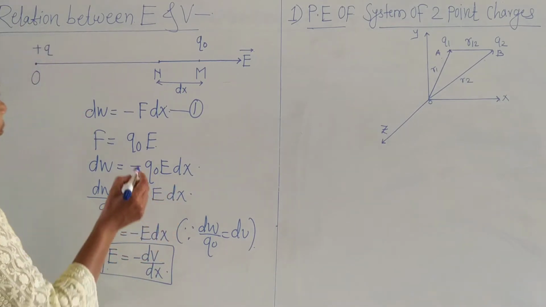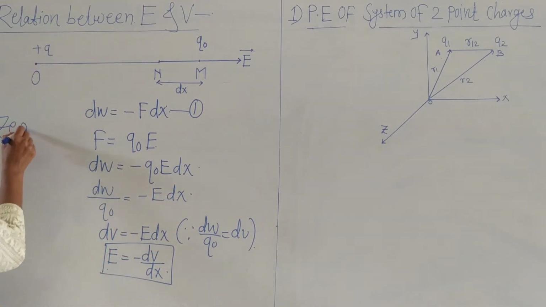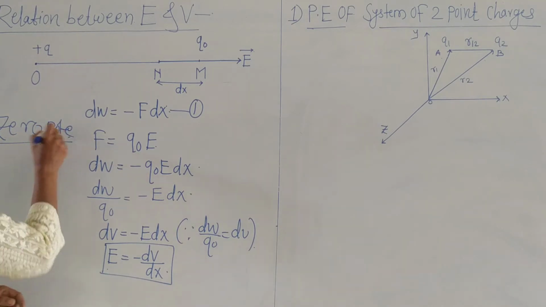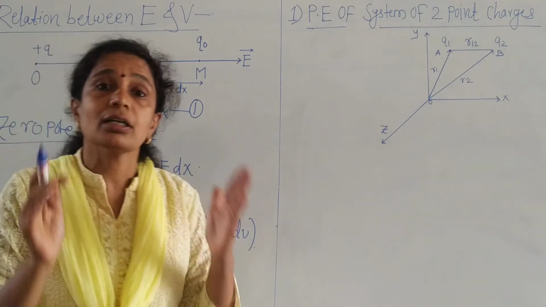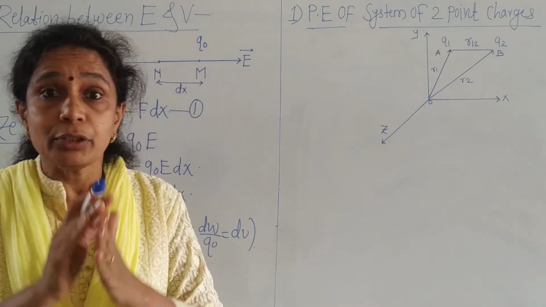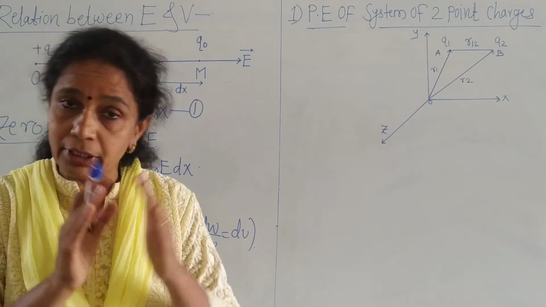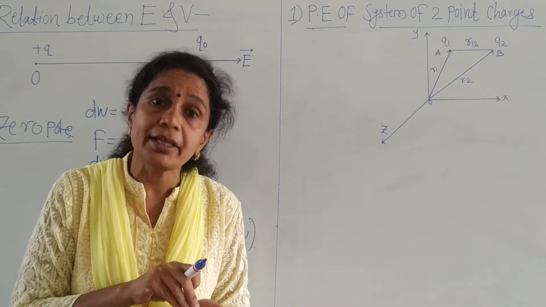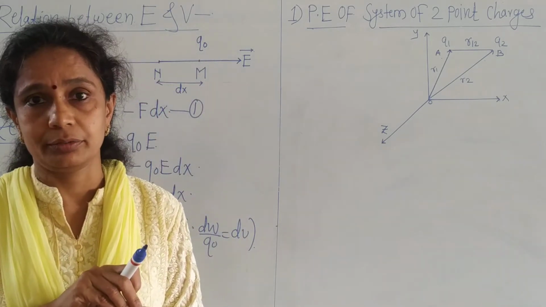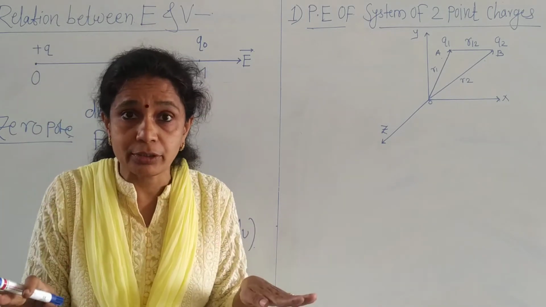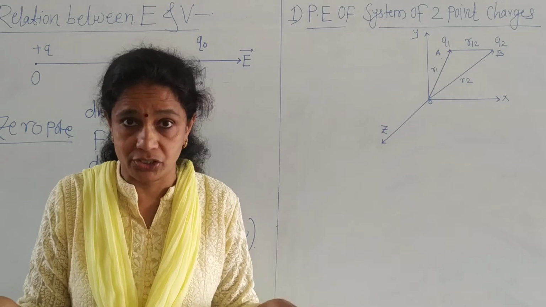Then there is a small point, which is the zero potential. What do you mean by the zero potential? You know that the earth is a huge resource of charge. Therefore, by removing or adding electrons to the earth, what is the effect on the earth? There will be no effect on the earth's potential.